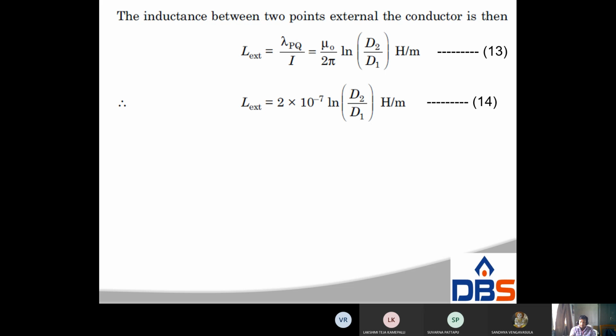Now combine both flux linkages. The total is the internal flux linkage plus the external flux linkage: mu 0 I by 8 pi plus integral from small r to infinity of mu 0 I by 2 pi 1 by x dx. From those two terms, the common factor is mu 0 I by 2 pi. Total flux linkages equal mu 0 I by 2 pi times 1 by 4 plus integral from small r to infinity of 1 by x dx. This is the total flux linkage. From that, we have to determine the inductance also.